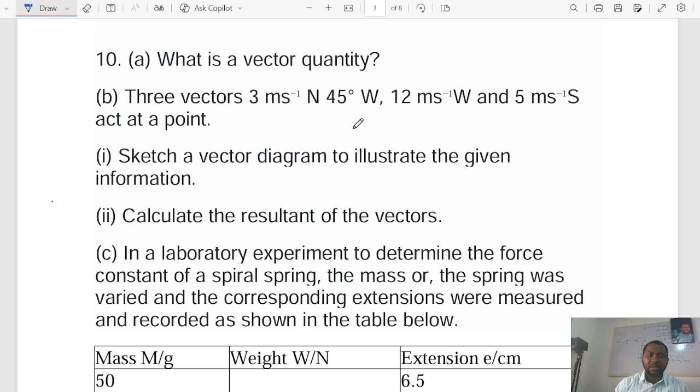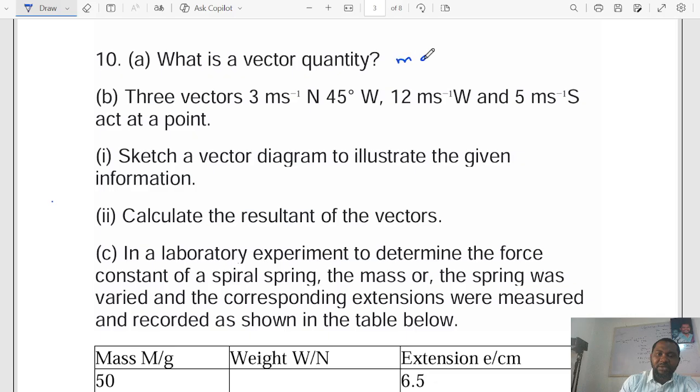This is question 10 of the 2011 May-June physics exam. Part 10A asks, what is a vector quantity? A vector quantity is a quantity that has both magnitude and direction. Okay, so magnitude and direction, right? That's a vector quantity.